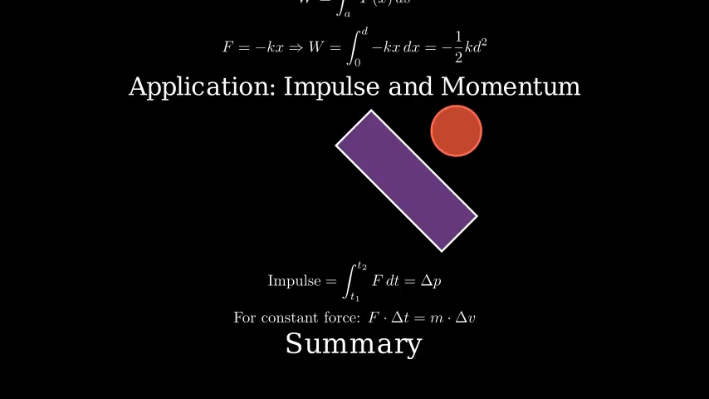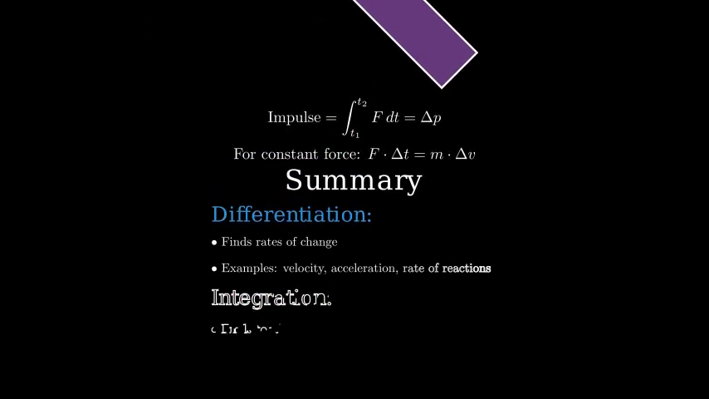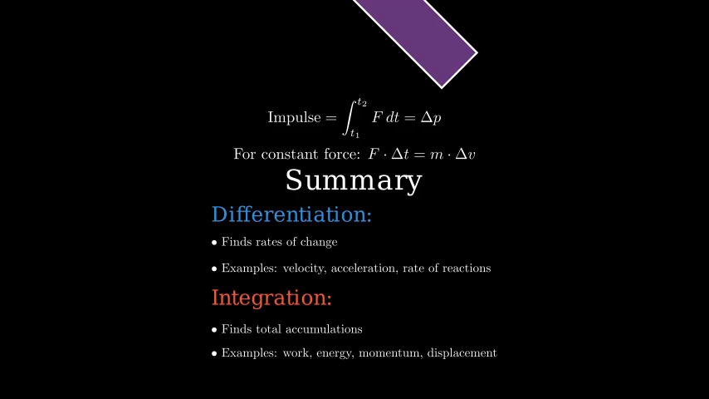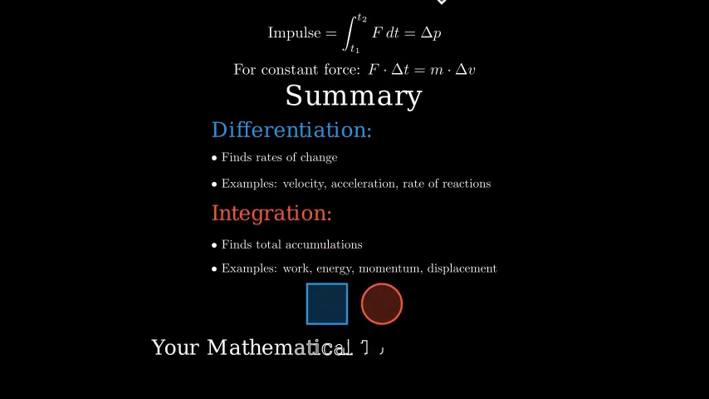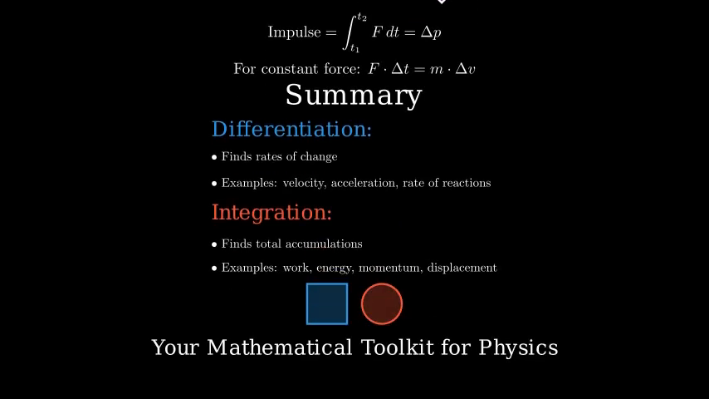To summarize what we've learned today, differentiation helps us find rates of change like velocity and acceleration, while integration helps us find accumulations like work and impulse. These mathematical tools are essential for any physics student, especially in Class 11, as they allow us to analyze and understand how physical quantities change and accumulate.